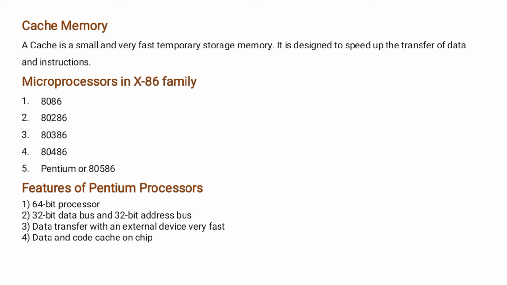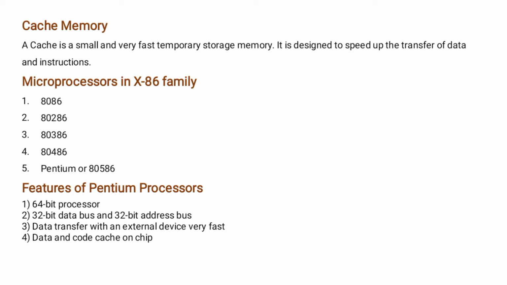Next, what are the microprocessors in the x86 family? Now, these are the microprocessors of the x86 family. First is 8086, second is 80286, 80386, 80486, and Pentium or 80586. Now these are the microprocessors in the x86 family. Now we explain all these microprocessors in the x86 family.